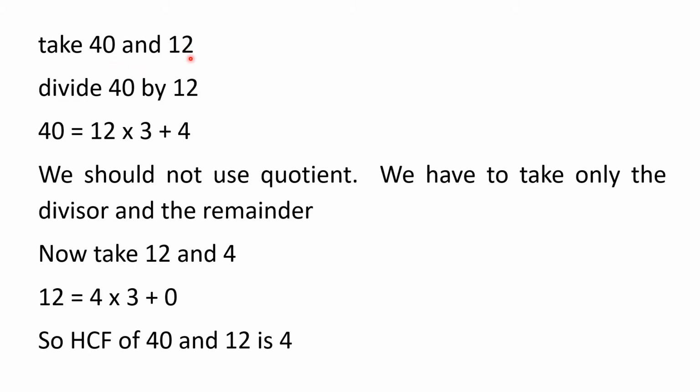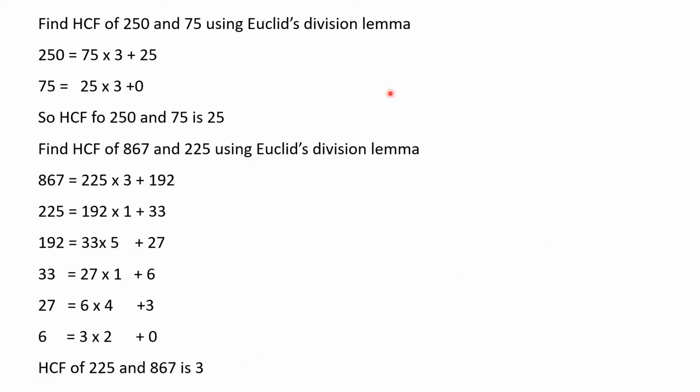Now take 40 and 12 and divide 40 by 12. 40 can be represented as 40 equal to 12 into 3, which is 36, plus 4. So now we have to represent 12 in terms of 4. 12 equal to 4 into 3 plus 0. So what is the HCF? HCF is 4. Going to the next one.